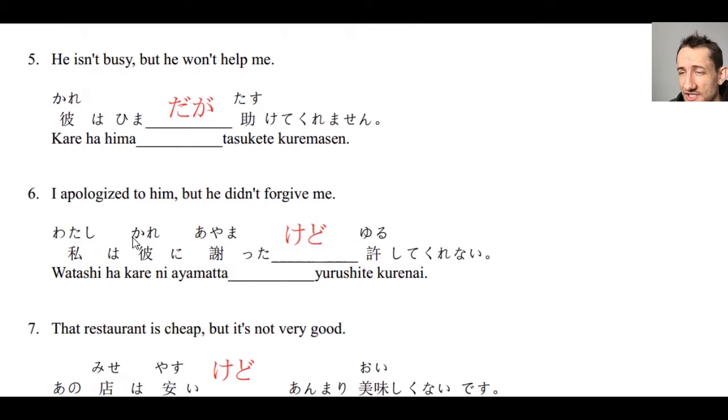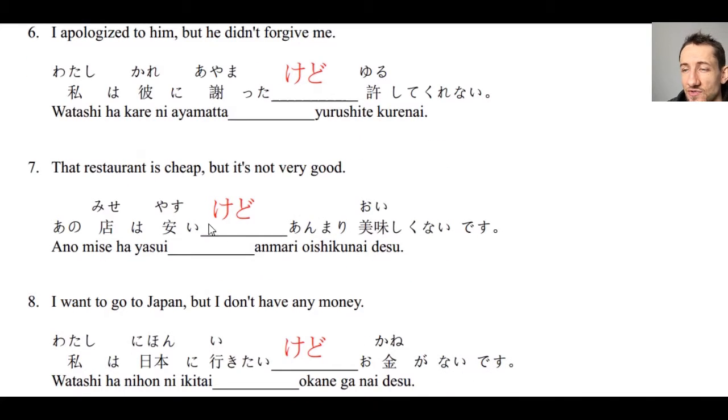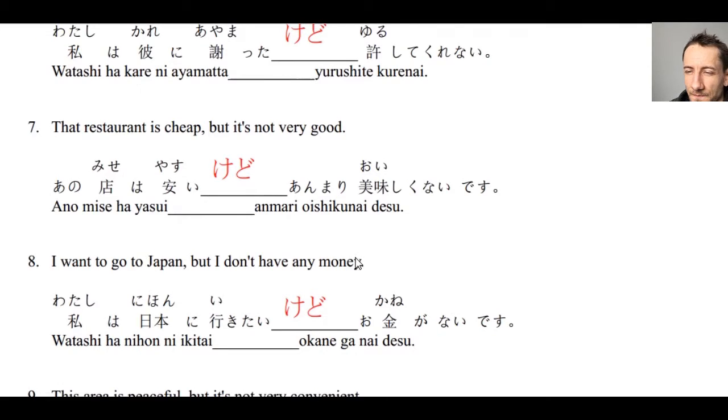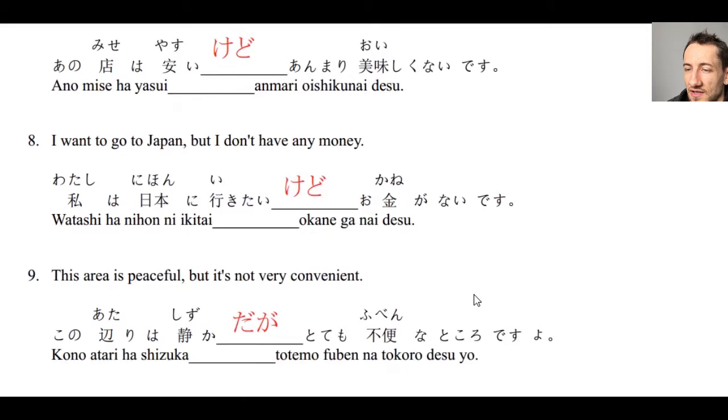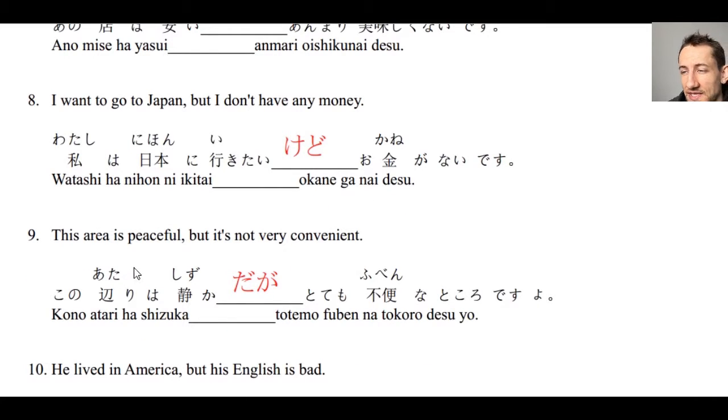Number 6. I apologized to him, but he didn't forgive me. 私は彼に謝ったけど許してくれない. Number 7. That restaurant is cheap, but it's not very good. あの店は安いけどあんまり美味しくないです. Number 8. I want to go to Japan, but I don't have any money. 私は日本に行きたいけどお金がないです.